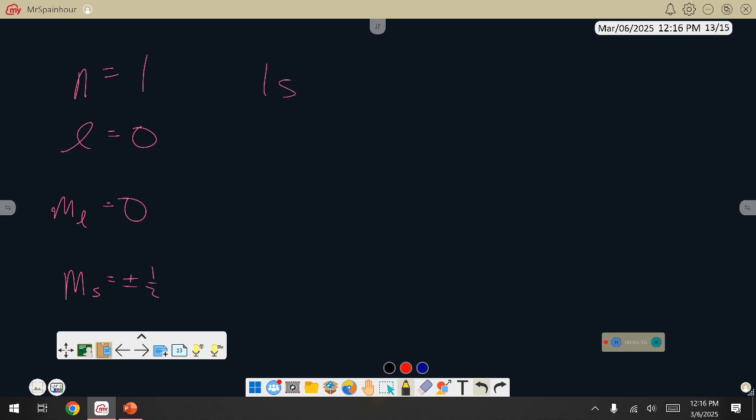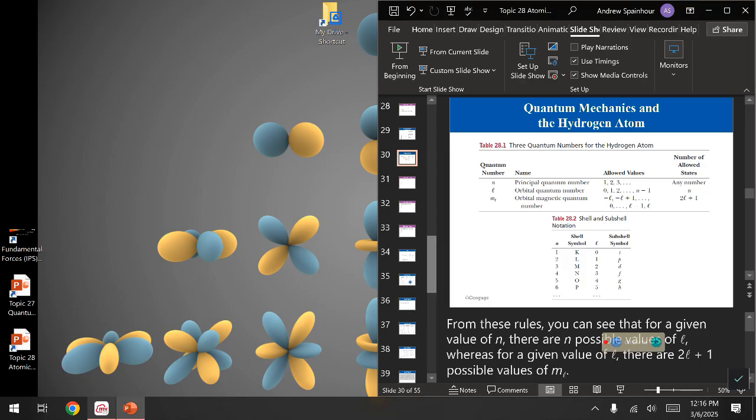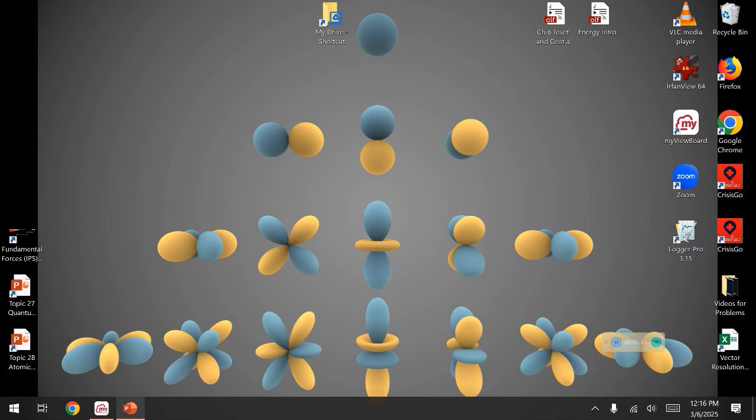Wait, what's ML again? ML represents the orientation of that. If you look at my picture right here, you can see the representation in this case. This is S, this is P, this is D, and this is F. Okay, you'll notice just how many possible options there are for orientation. 1, 3, 5, 7.